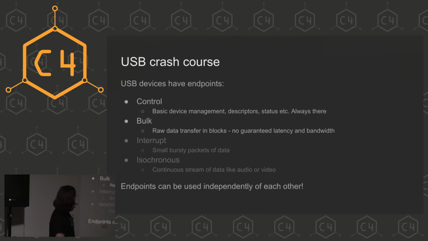And all these endpoints, you can have multiple of these. You can have multiple bulk endpoints, but you always have only one control endpoint. But you can have multiple bulk endpoints, interrupt endpoints, asynchronous endpoints, and so on. And all of these endpoints, in theory, can be used independently of each other. So while I'm handling a bulk transfer, I can also have a control transfer pending that needs to be answered in between or after handling the current bulk packet.